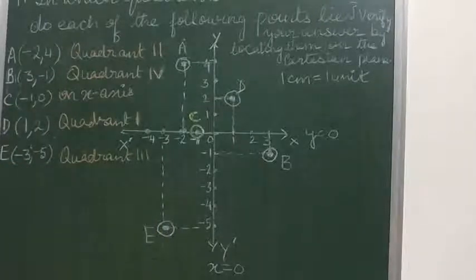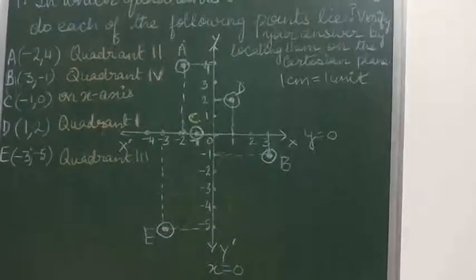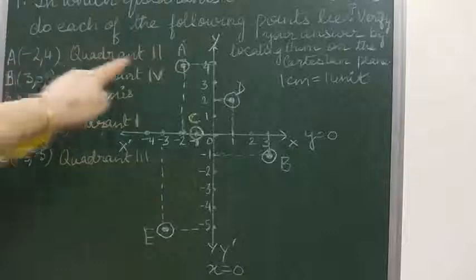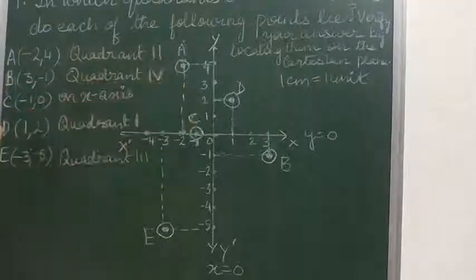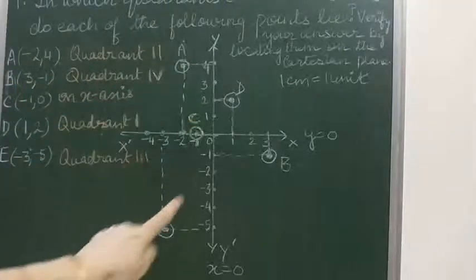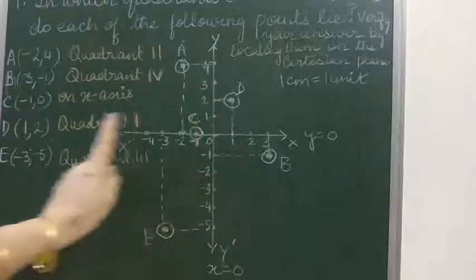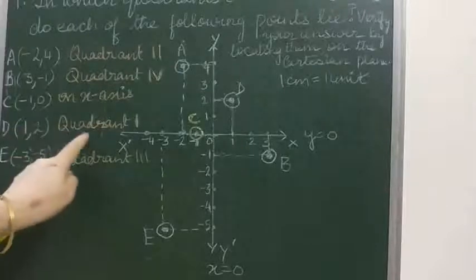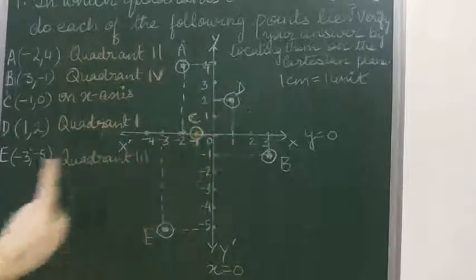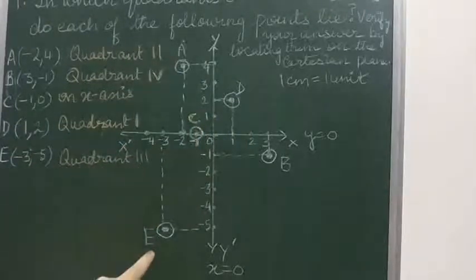Okay, have a look at it. Once again let us tally. A point is lying in quadrant 2, correct. B point is lying in quadrant 4, correct. C point is lying on the x-axis, this is also correct. D point is lying in quadrant 1 and E point is lying in quadrant 3, so hence verified.